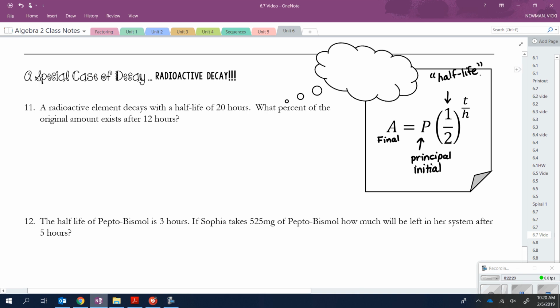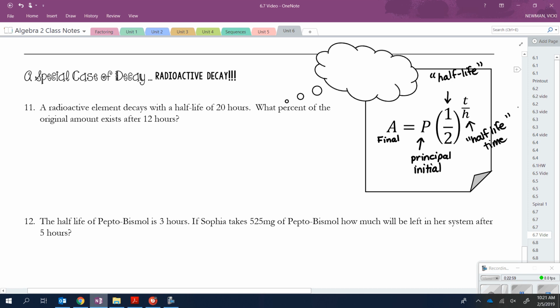T still stands for time, but H is the half-life time. So what is the half-life? If the half-life is 9 weeks, you put time divided by 9. If the half-life is 5,720 years, H is 5,720. Yes? Okay, let's do some of these examples.